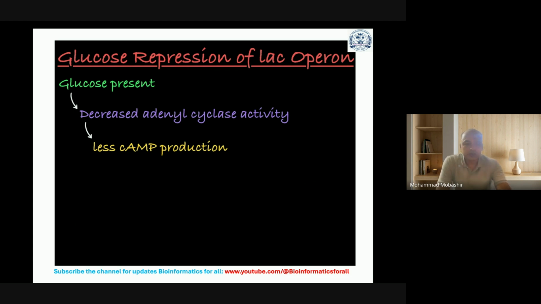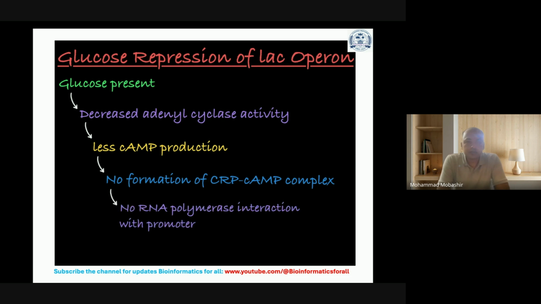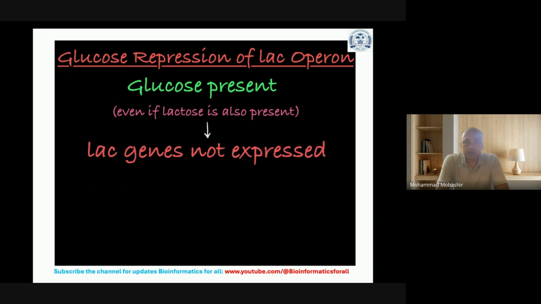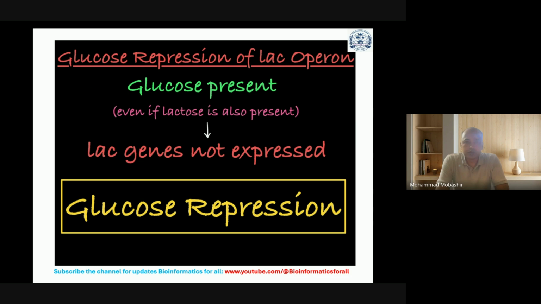In these instances, there isn't enough cyclic AMP available to bind to CRP. Without the CRP cyclic AMP complex interacting with the lac operon promoter, RNA polymerase cannot attach as effectively to the promoter of the operon, and transcription of the lac operon structural genes cannot occur. So when glucose is available, even if lactose is present and the repressor of the operon is inactive, the lac genes are not expressed. This is known as glucose repression because the presence of the preferred catabolite, glucose, prevents the expression of the lac operon.